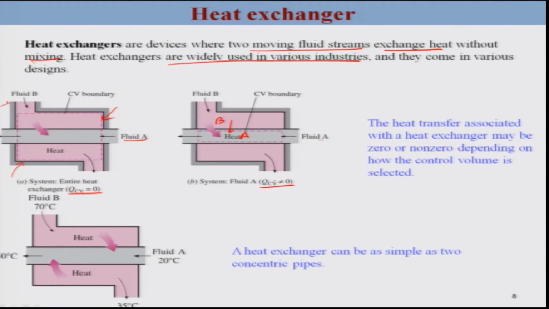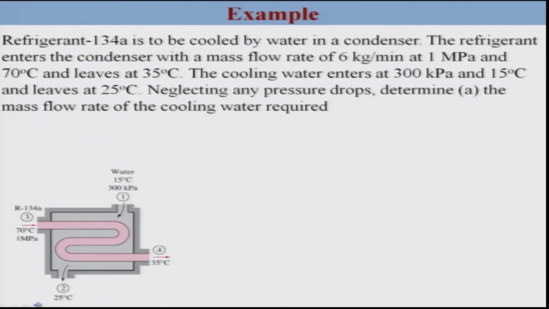So we will try to do some examples in order to get a little more insight into this. This example is a refrigerant which is to be cooled by water in a condenser, and the refrigerant enters the condenser with a mass flow rate of 6 kg per minute. So you have refrigerant 134a at 70 degrees Celsius and 1 megapascal, and it exits at 35 degrees Celsius. Water enters at 15 degrees Celsius at 300 kilopascal, and it exits at 25 degrees Celsius. So the water heats up a bit, and there is a drop in temperature in the refrigerant.